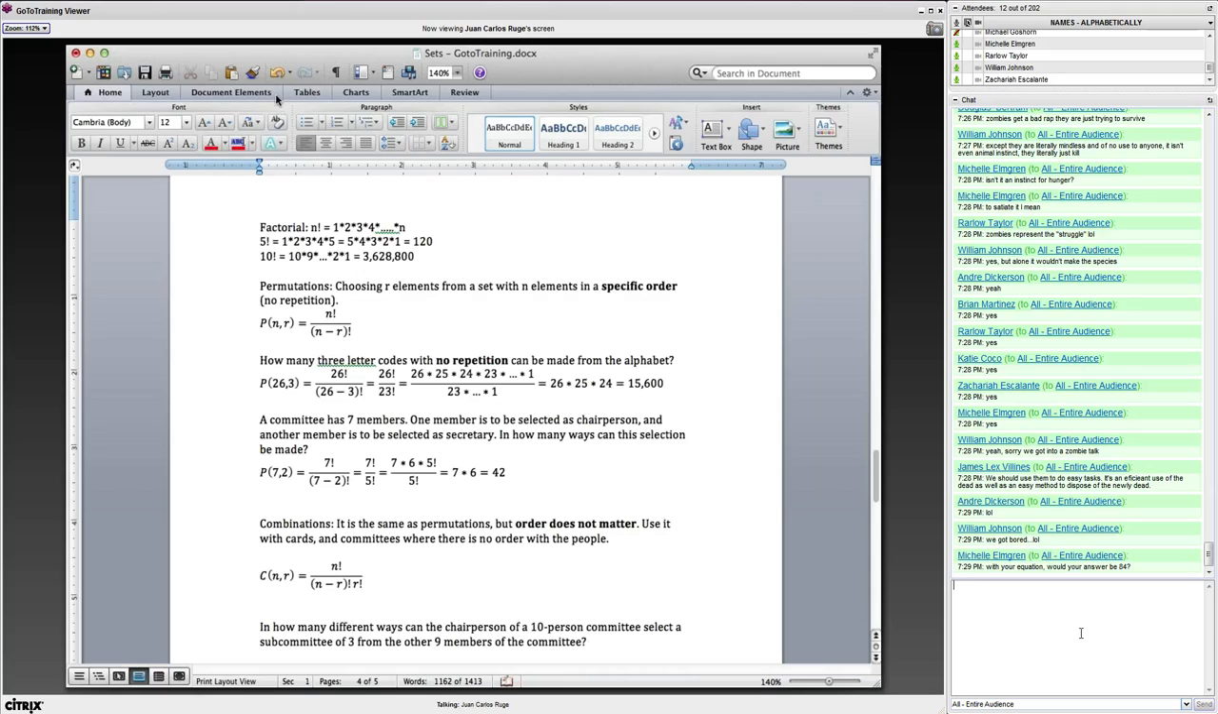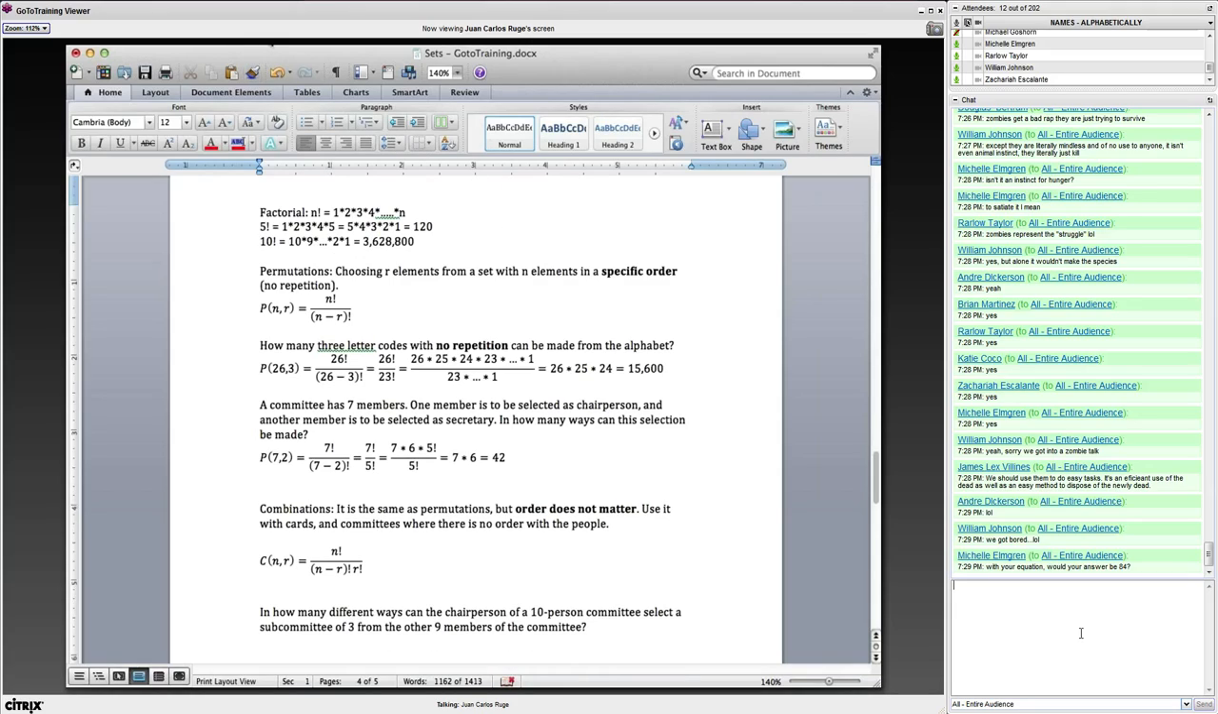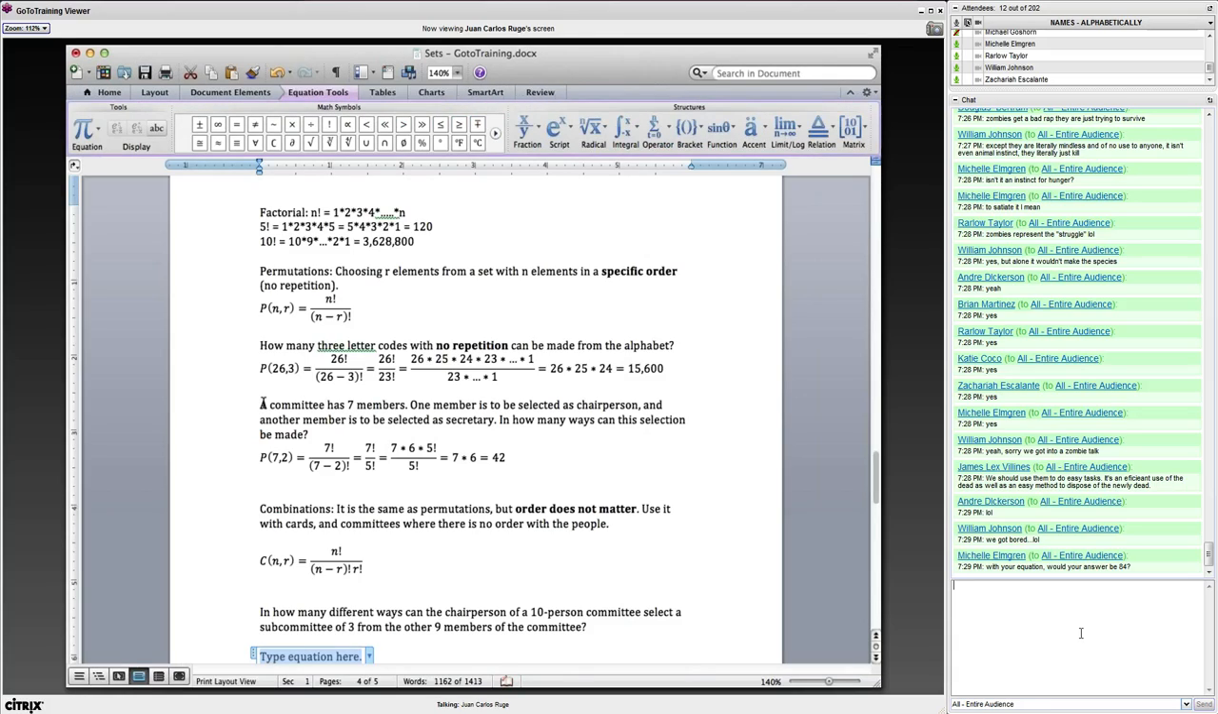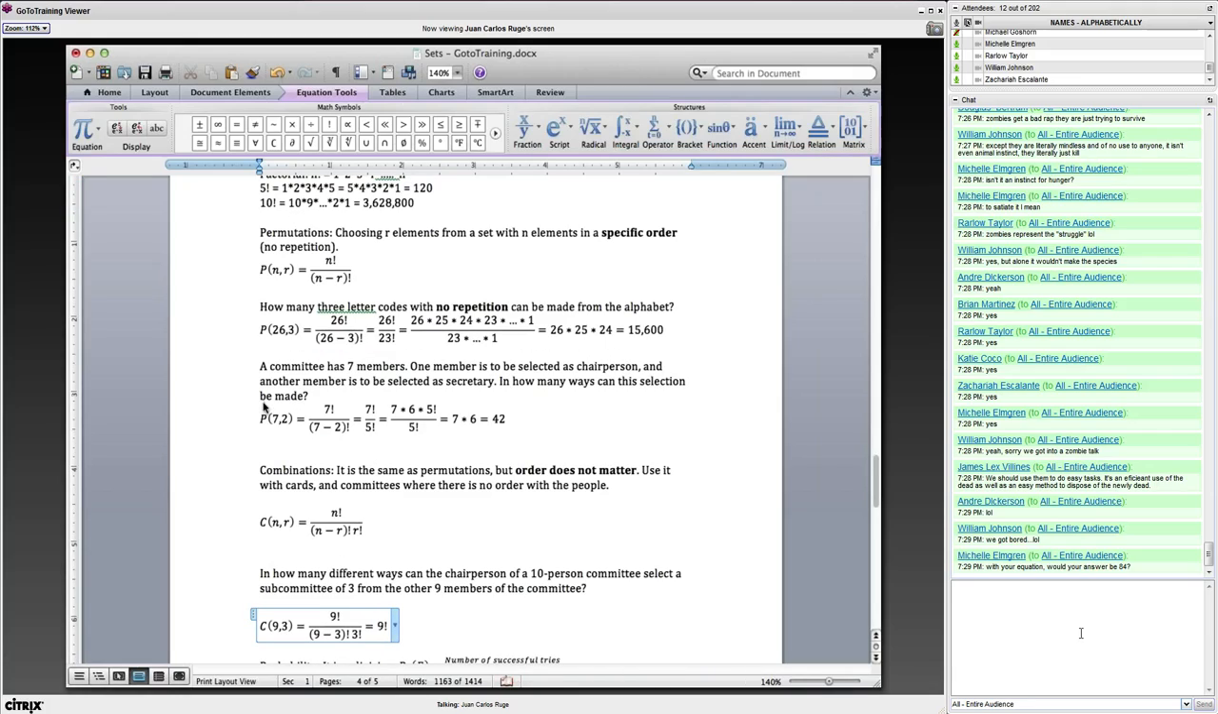Mitchell, yes, the answer is 84. So let's make this quick. Insert equation. So this is C, out of 9, choose 3. So the formula is 9 factorial divided by 9 minus 3 factorial and 3 factorial. So this is going to be equal to 9 factorial on top divided by 6 factorial, 3 factorial.